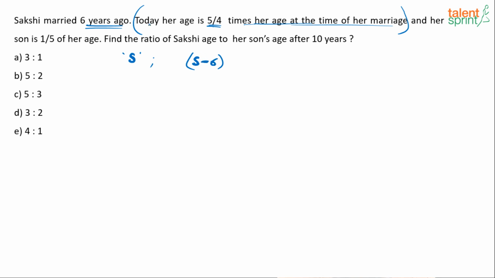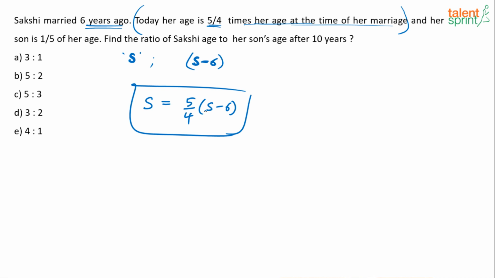Now look at the statement. Today her age is, which means S is equal to 5/4 times her age at the time of her marriage. Age at the time of marriage is S minus 6. Only one equation, one variable. Can you not solve for S? Very easy. Solve for S.